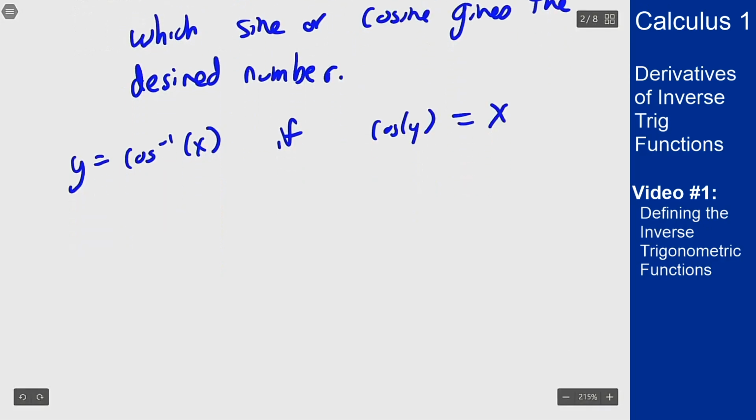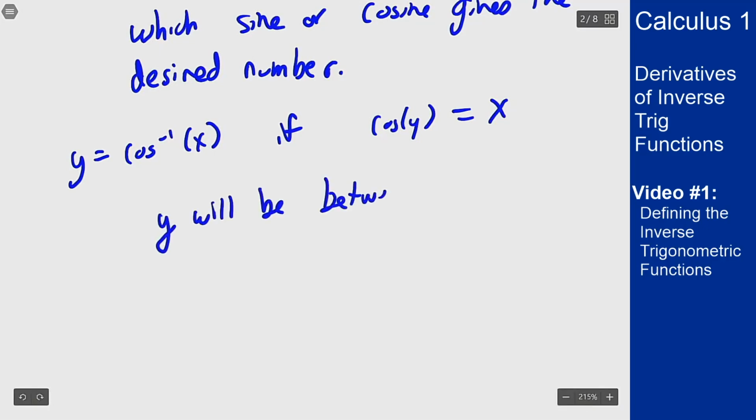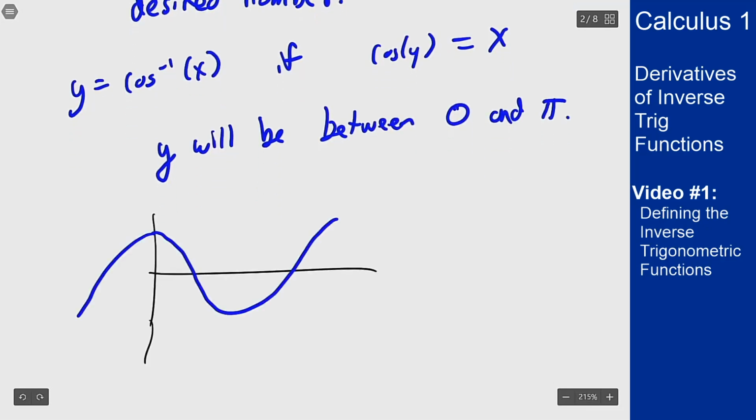So for cosine, we say that this y value will be between 0 and pi, which makes sense if you look at the graph of the cosine function. One stretch from 0 to pi covers all the values cosine could take on. So to get a well-defined function, I have to say that my output value is going to be somewhere between 0 and pi to give me a single unique value that is the inverse cosine of a number I put in x.